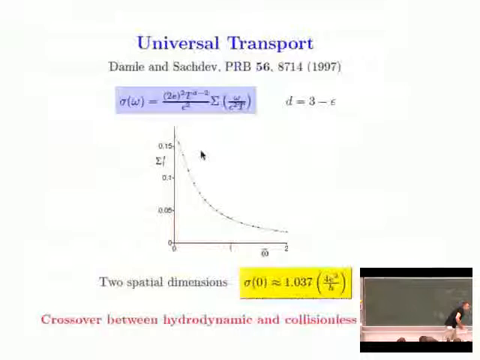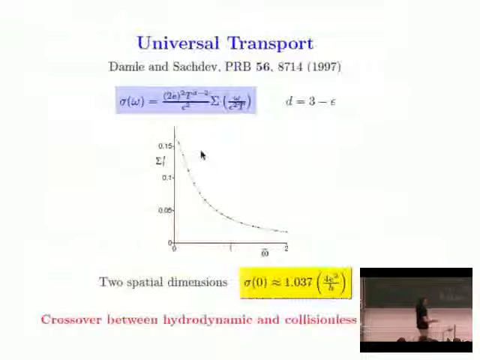So in general, in crossed electric and magnetic fields, we're going to have to keep track of both longitudinal and transverse shifts of the distribution function.